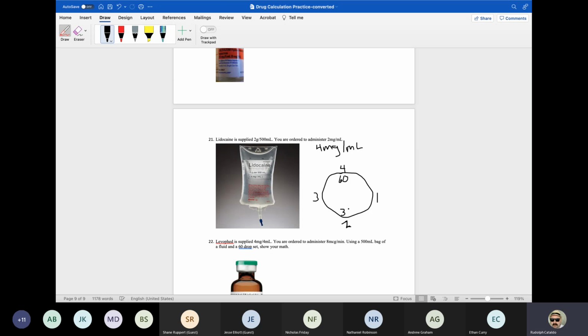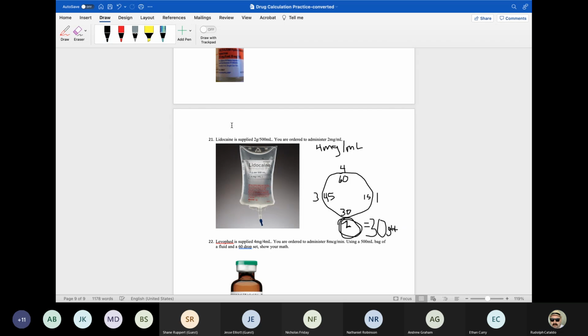And then just cut it in half again. Cut it in half again. And then 15 plus 30 gives me 45. So now you are ordered to administer 2 milligrams. So that's down here. So how many drops do you think I give? 30. Yeah, it's 30 GTTS per minute. GTTS is how we abbreviate drops.